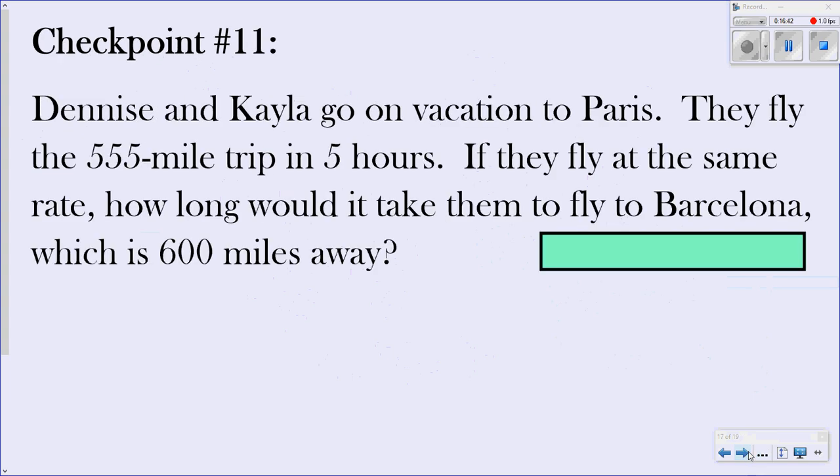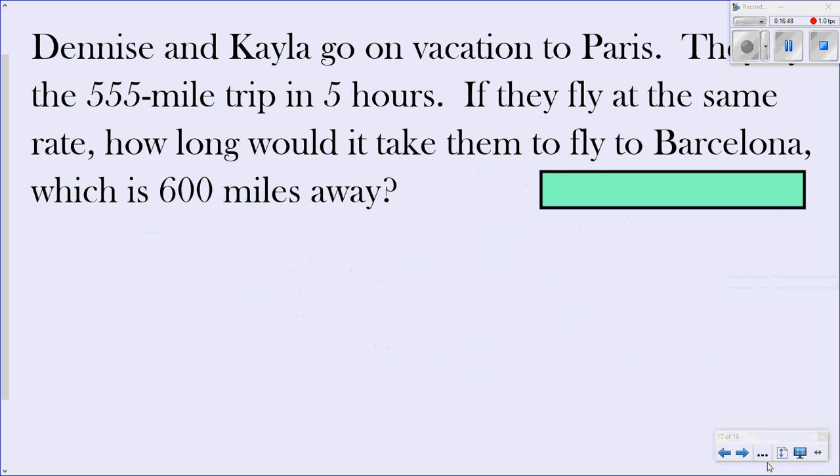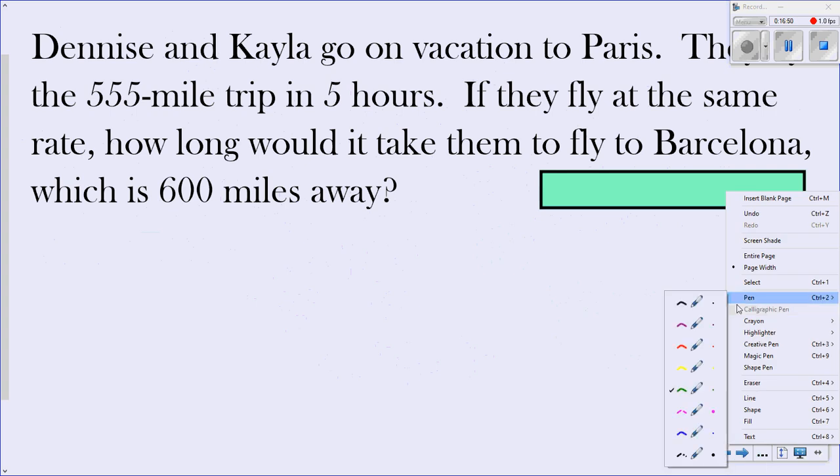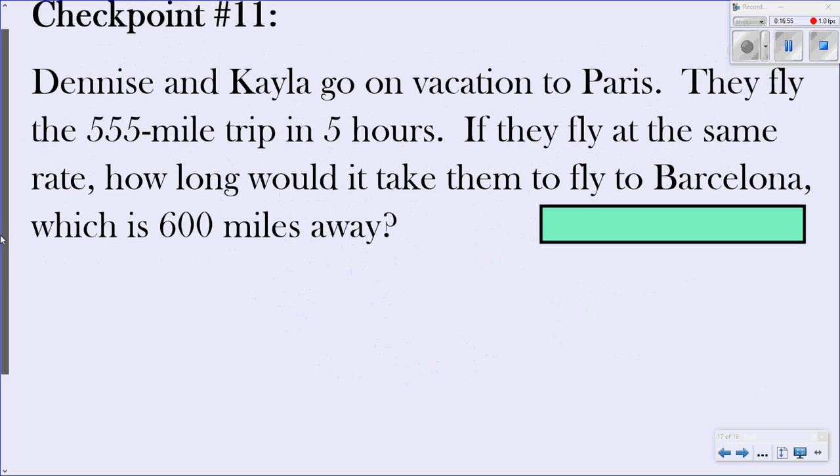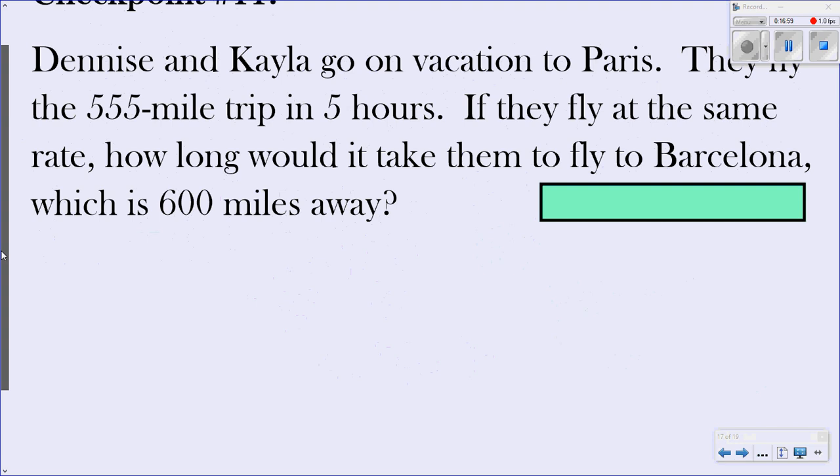Alright, so let's go on to the last two word problems with dealing with direct variation. So we have Denise and Kayla go on vacation to Paris. The trip, they fly the 555-mile trip in 5 hours. If they fly the same rate, how long will it take them to fly to Barcelona, which is 600 miles away? So again, we're using the D equals RT.